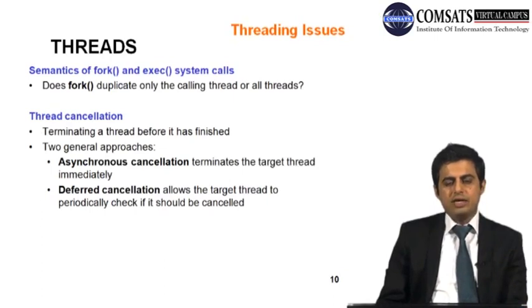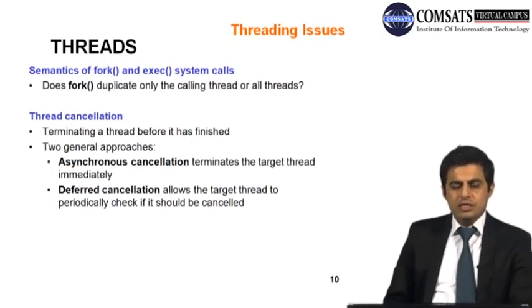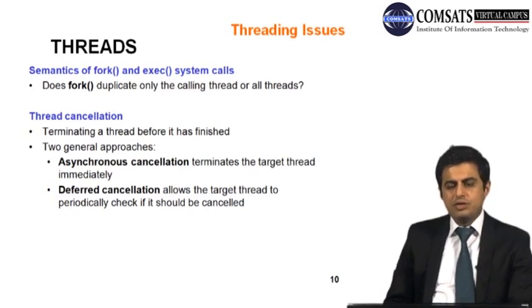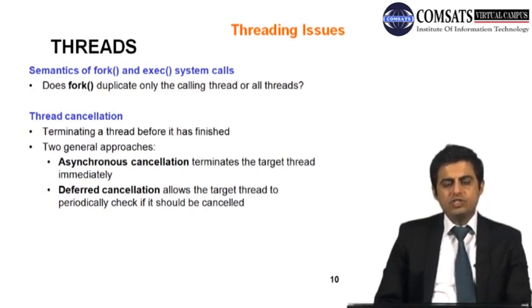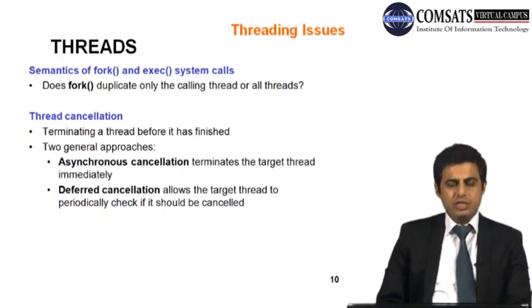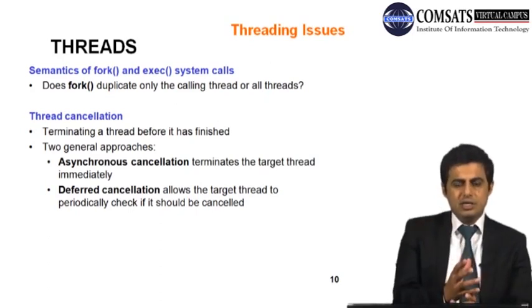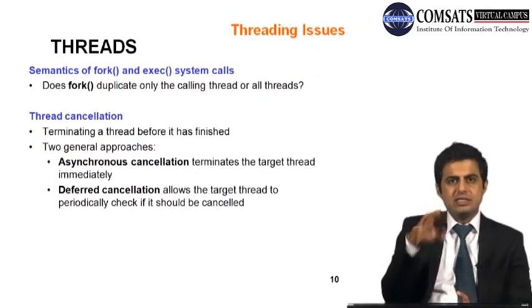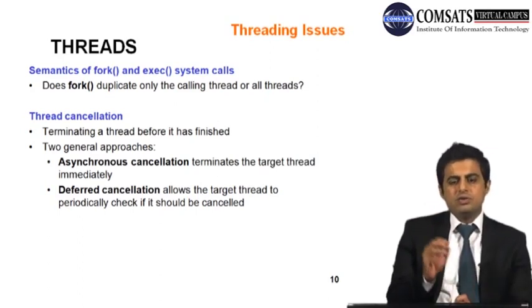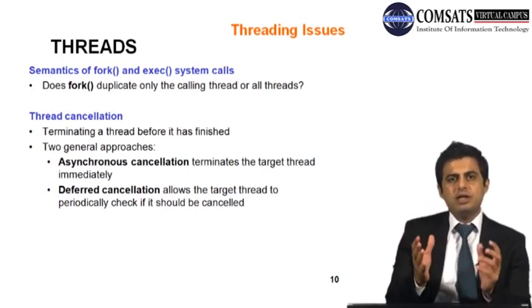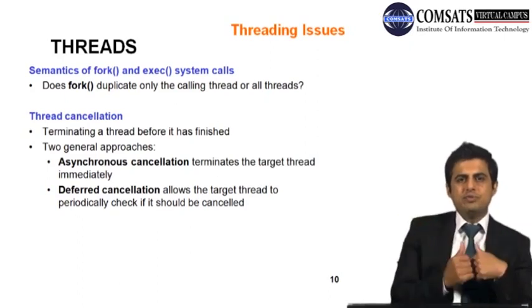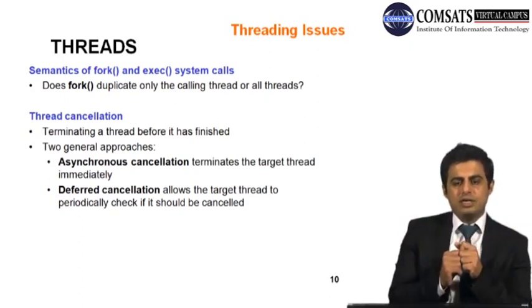Semantics of fork and execution system calls. Does fork duplicate only the calling thread or all threads? Threading issues میں آپ کے fork ہوتا ہے اور execution کے issues ہوتے ہیں۔ Fork میں when you have got one kernel and it is controlling multiple threads، اس کو fork کہتے ہیں because it's in the shape of a fork. So fork method is responsible for taking inputs from a lot of threads and giving it to one kernel.